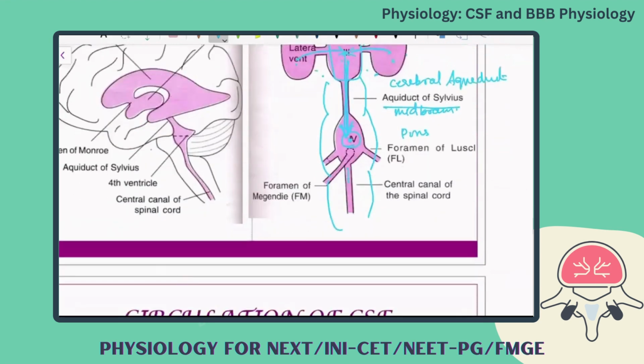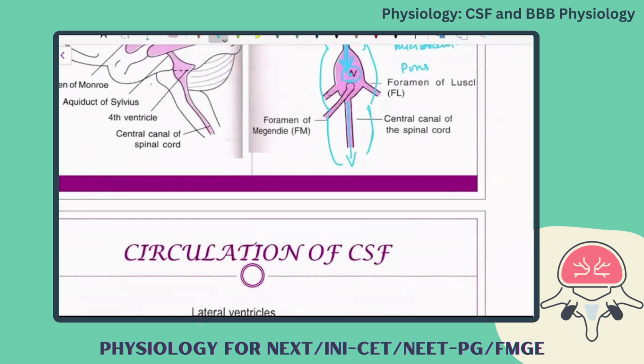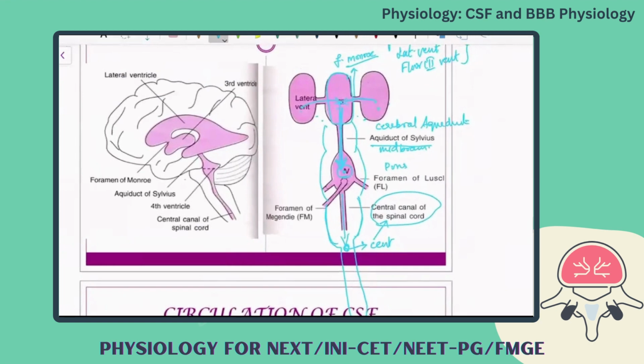Then once it crosses the pons, it will give rise to the central canal of the spinal cord. Then you have the medulla. From the medulla you have the spinal cord. At the level of the spinal cord, the CSF circulates in the central canal of the spinal cord. So this is how the CSF is secreted and undergoes circulation.